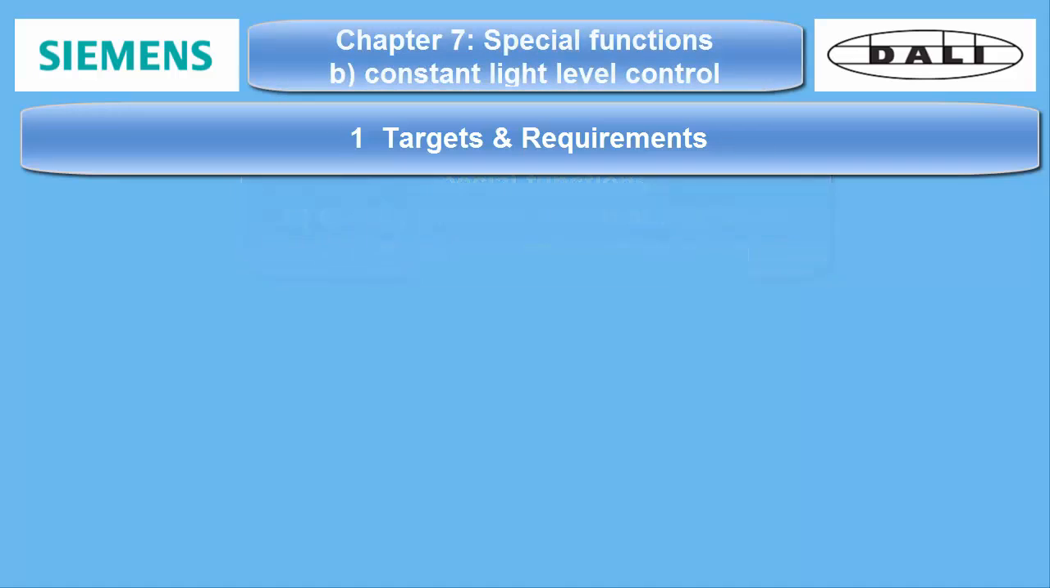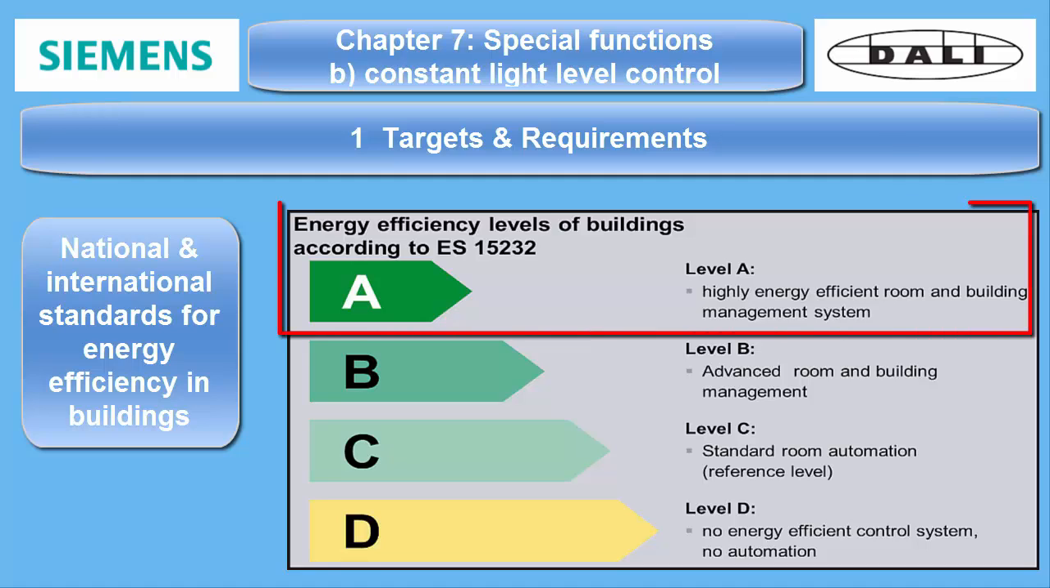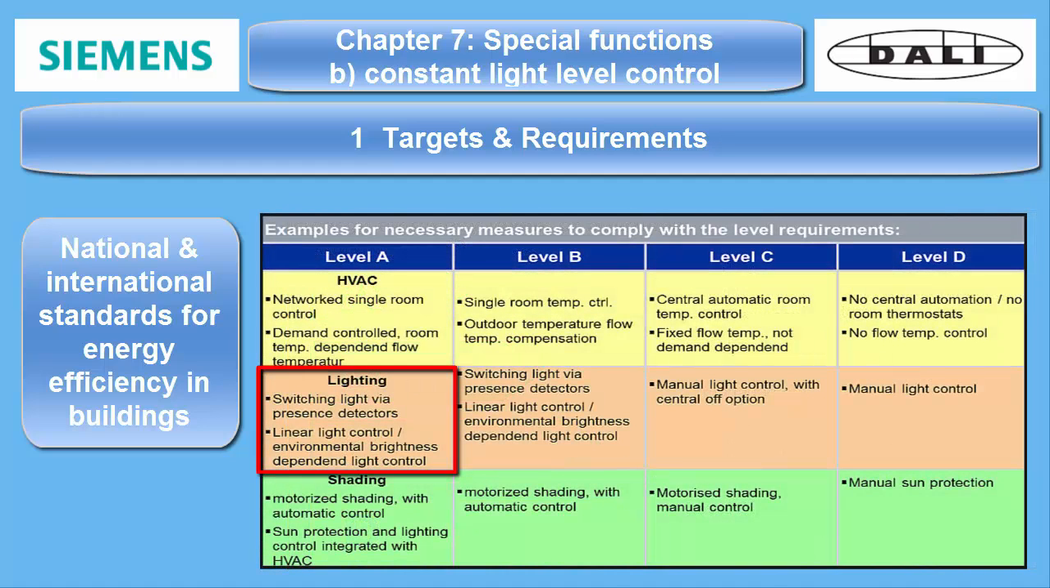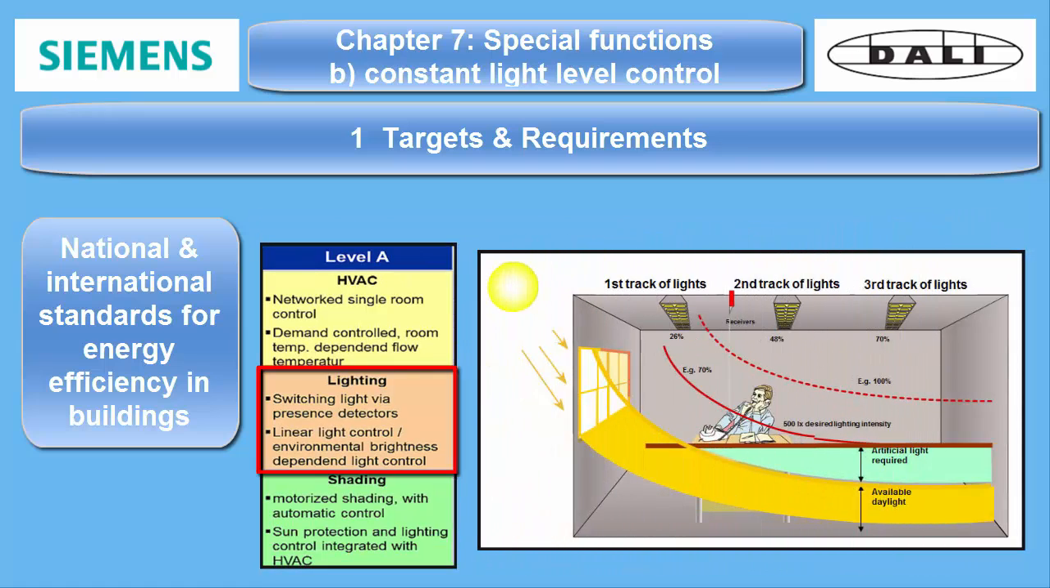1. Targets and requirements. Today, building standards and national as well as international energy saving laws together make it necessary to design energy efficient lighting systems in order to receive the demanded energy efficiency label A for the building. The targets are reducing the amount of energy per square meter and year below the limits ruled by law and standards, and still achieve comfortable working and living conditions.